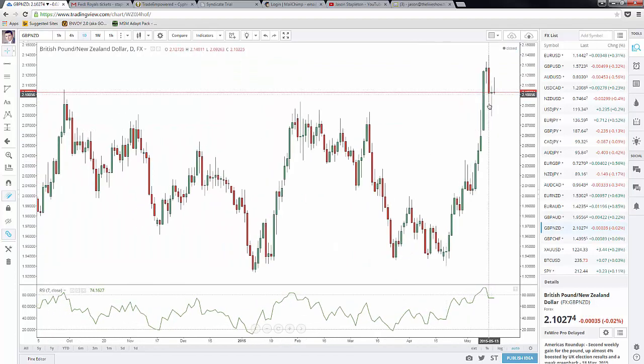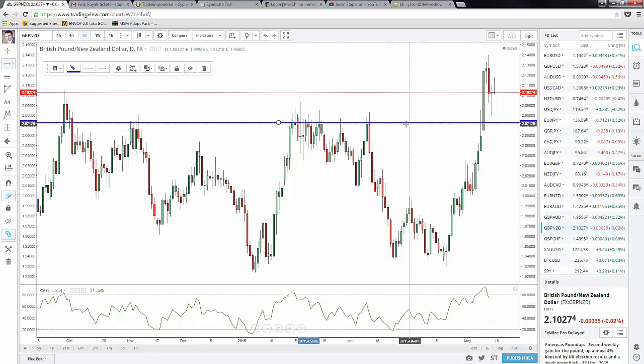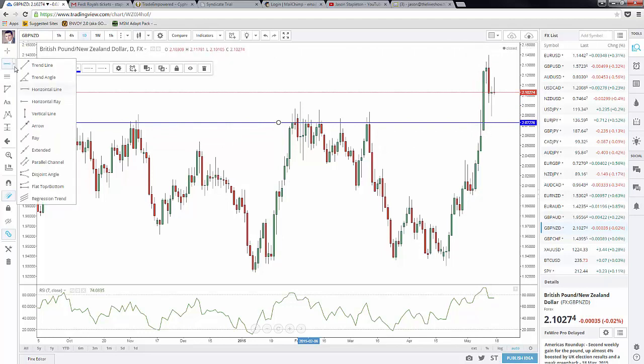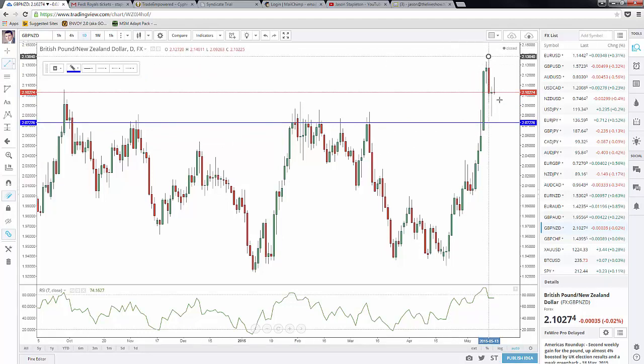We took a nosedive here, you can see, and we ran back down into this structure level, but we really haven't come deep enough into the support level here. We still haven't retraced back down into that yet. So watch for a little push this next week down into around 207s.